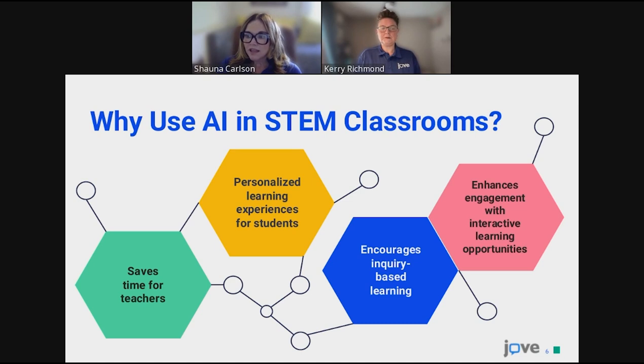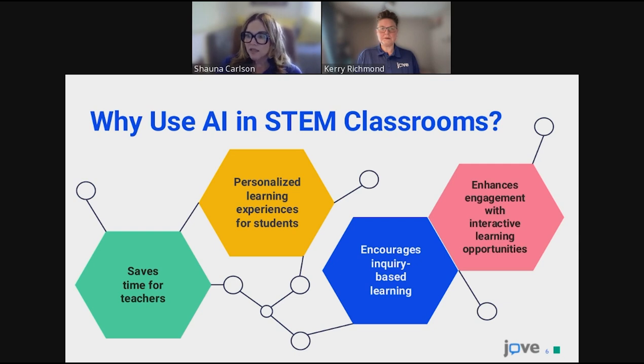And tools like AI powered simulations allow students to test those hypotheses and analyze variables and manipulate conditions as well. And then finally, AI in a STEM classroom is great because it can enhance engagement with interactive learning opportunities. And we kind of touched on these as well.